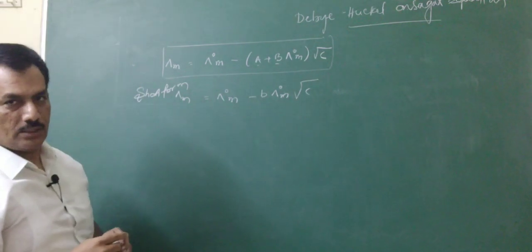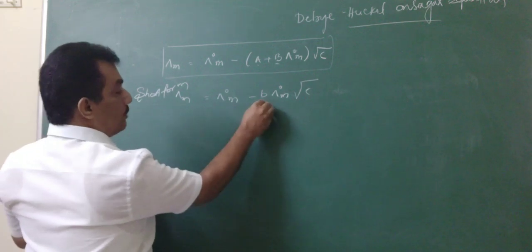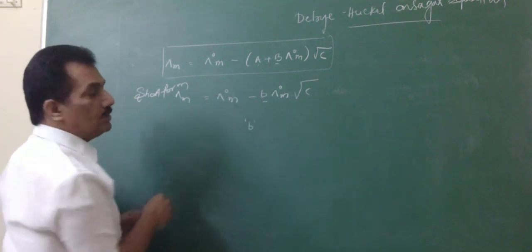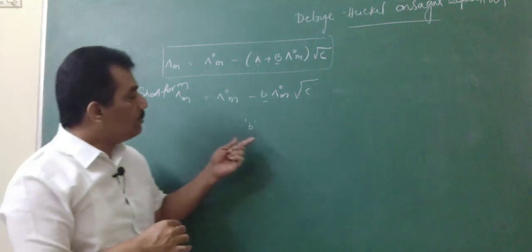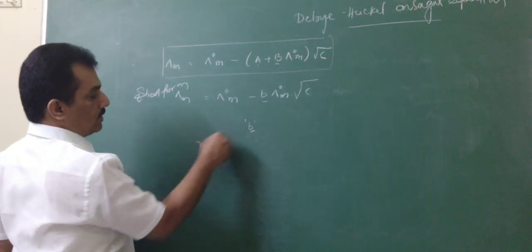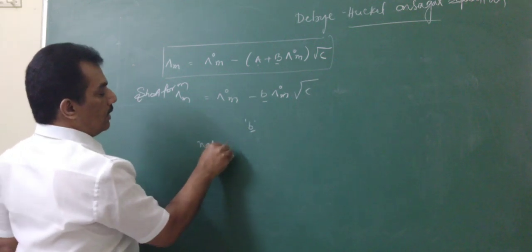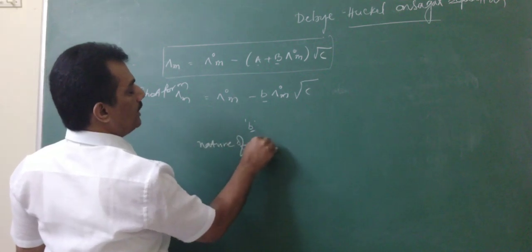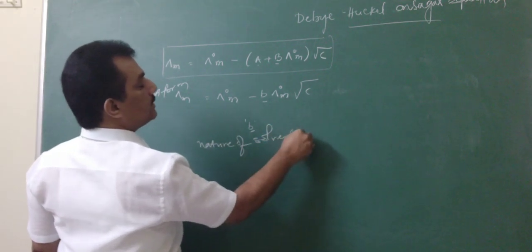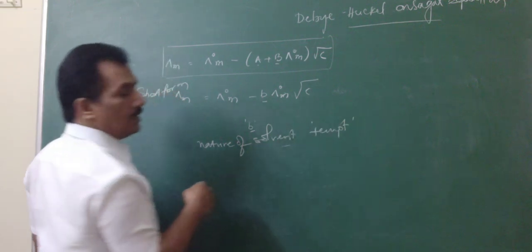Like this we can write. Clear? And now, when it is here, the b is nothing but a constant. That constant, again you remember this constant b in short form of the Onsager equation, depends on the nature of solvent as well as temperature. Nature of solvent and temperature.